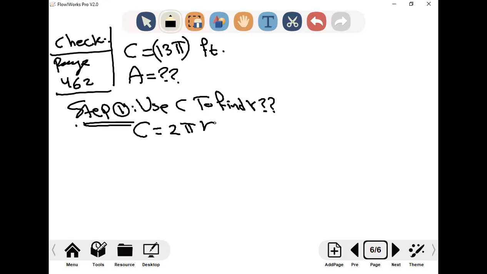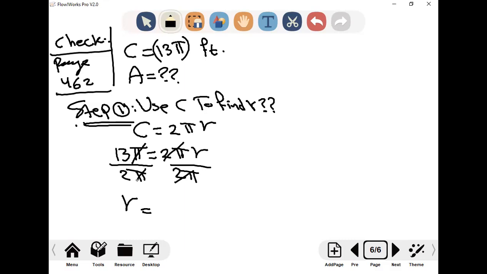C is given, how much? 13 pi. Equal 2 pi r. I want r. I will divide both sides by what? By 2 pi. 2 pi with 2 pi cancel out, leaving the radius, right? Pi with pi cancel. 13 divided by 2. I have the radius. Now I will use the radius to find the area.